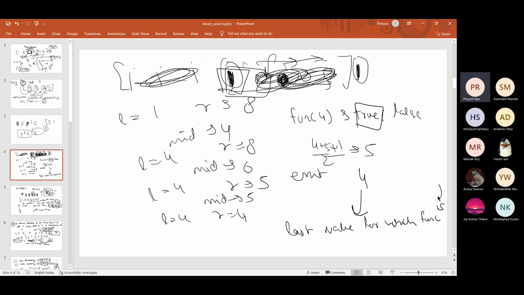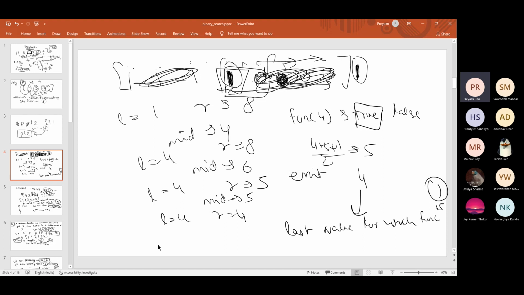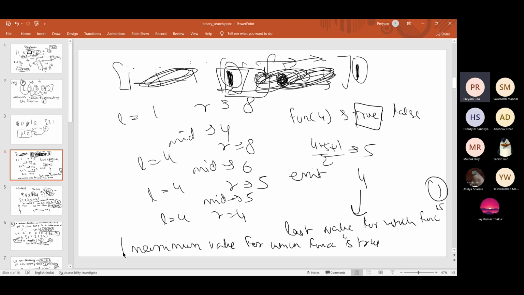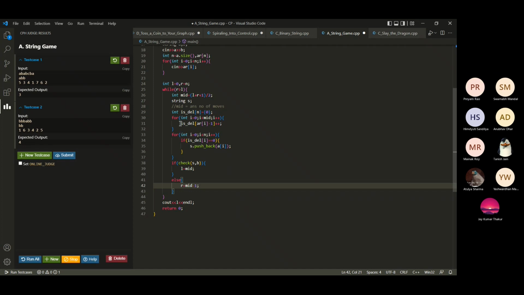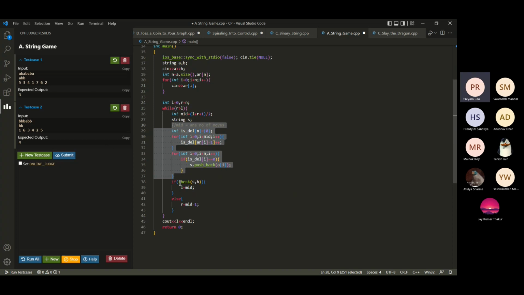function is 1, right? You can also think of it as the maximum value for which function is true, right? So binary search can be used in problems like this, right? So in the code, all of this is just a function, right?